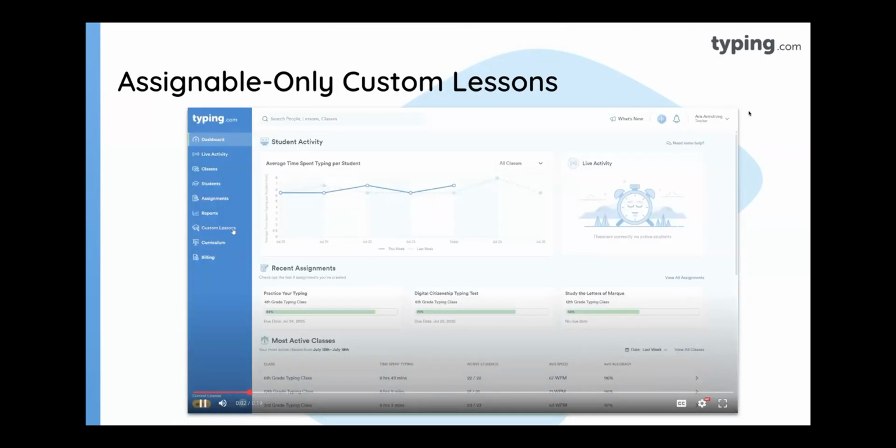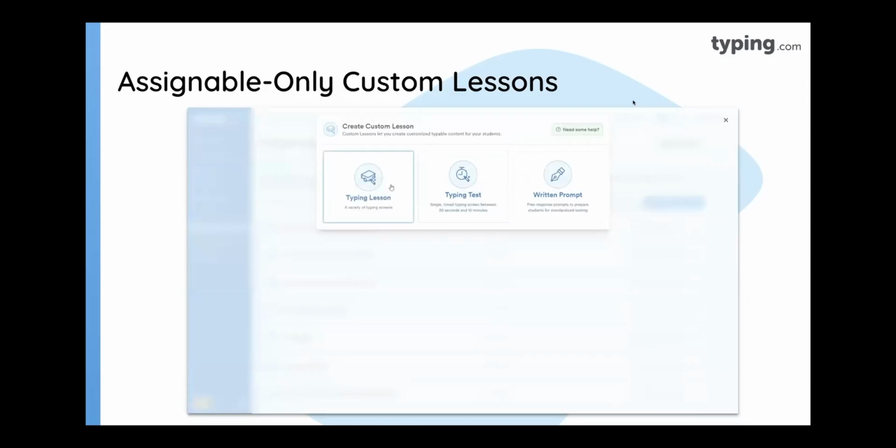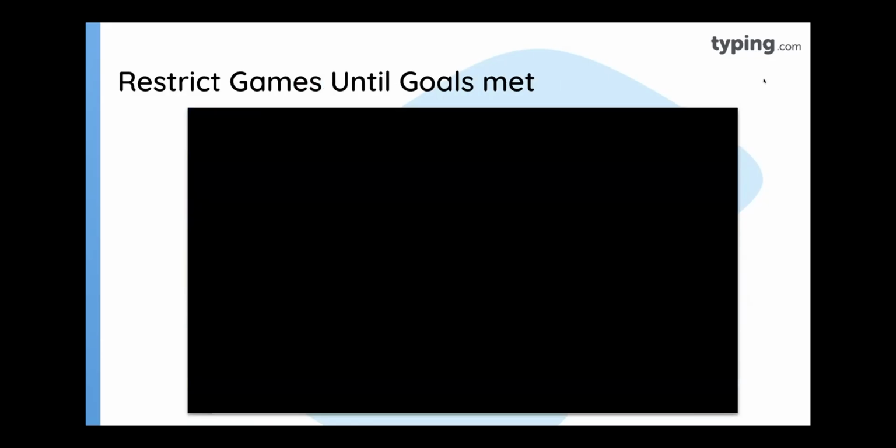Assignable only custom lessons. This means you can create a custom lesson that only appears in the context of an assignment. So you don't have to worry about students plowing ahead and doing custom lessons that you had created only to appear within assignments. You can go to the next one.